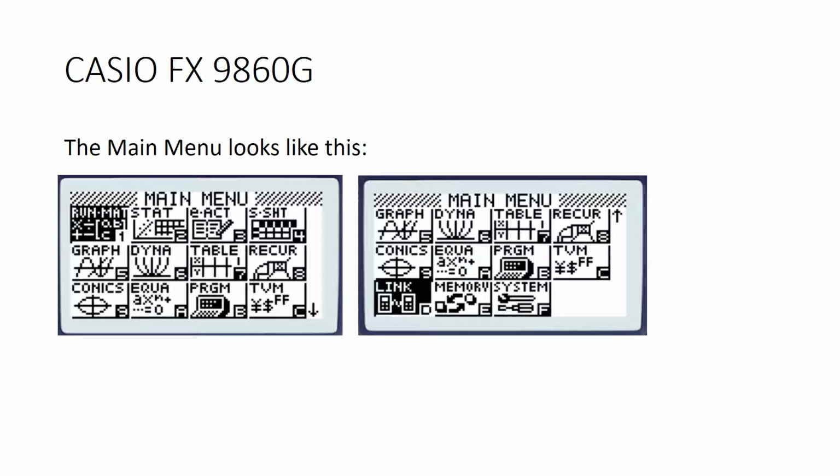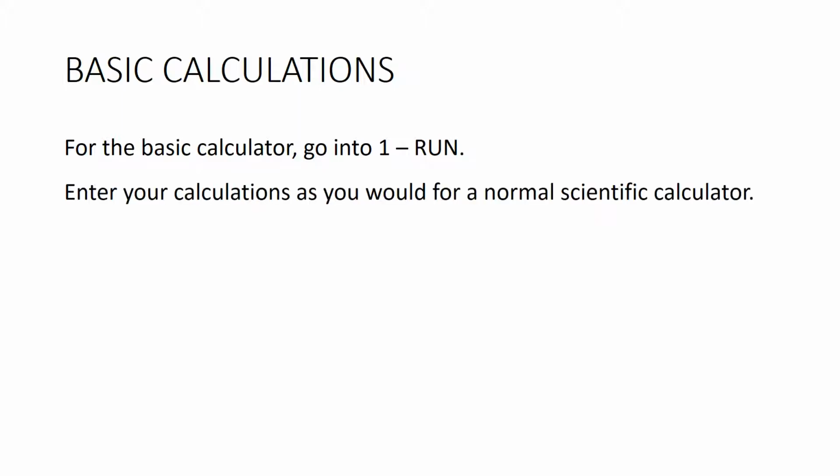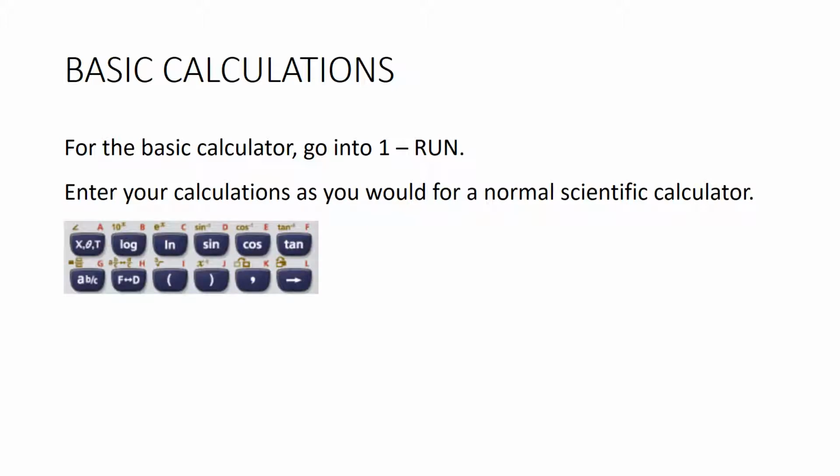So the main menu of the CASIO looks like this, and if you use the little down arrow there, then you get this screen as well. There's lots of different things. Some of them we will not use. But a couple of things. For the basic calculator, you go into 1, which is run, and you would enter your calculations as you would for a normal scientific calculator.